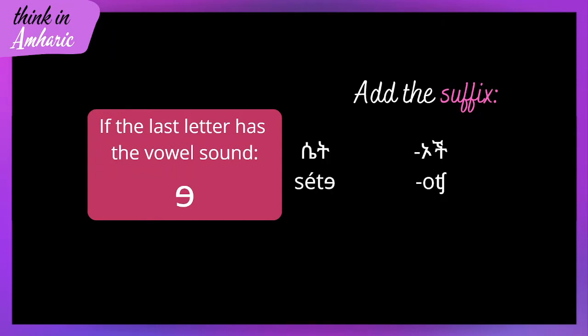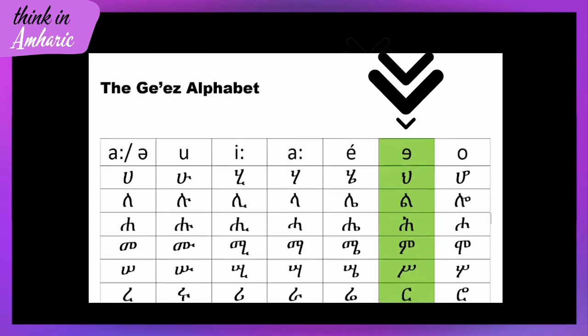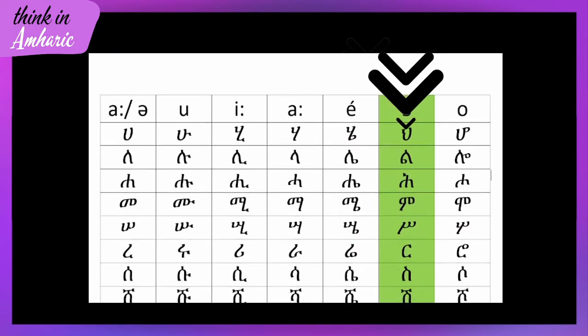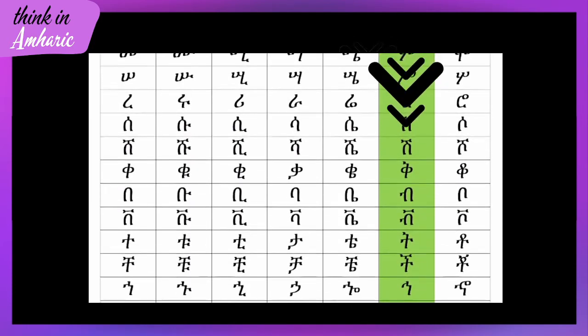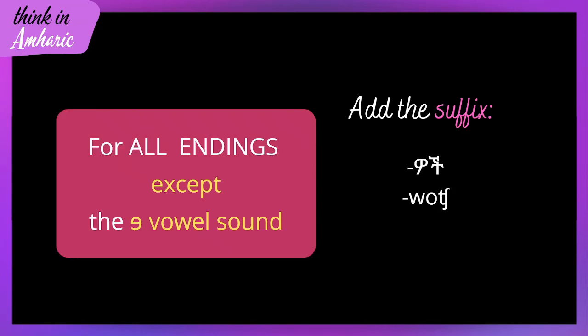The word has to end with a letter that has the I vowel sound, like set, which means woman or girl. As you can see, the last letter T has the I vowel sound, so we add och to get the plural form. The letters with the I vowel sound are the ones highlighted in green. These are all the letters that are in the 6th column of the Ge'ez alphabet. For all other endings, we use woch.